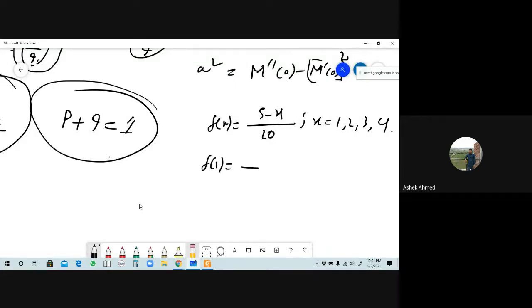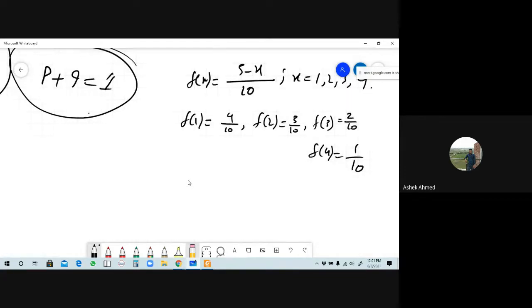F of 1 is 4 by 10. F of 2 is 3 by 10. F of 3 is here 2 by 10. And f of 4 is here 1 by 10. Is it right? Now tell me the values of expectation of x.